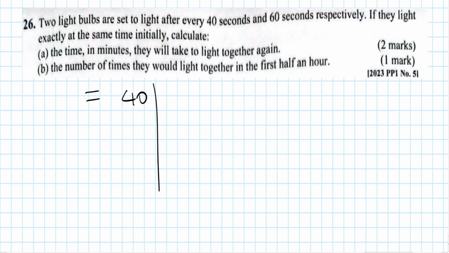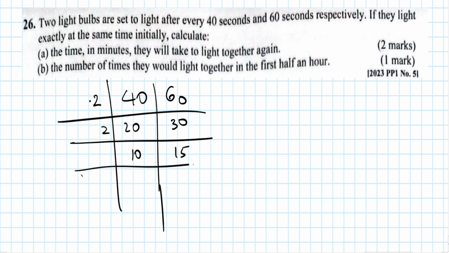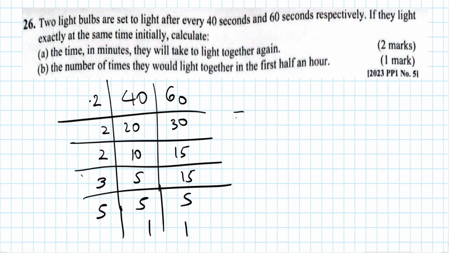So 40 and 60. Divide by 2 is 20, 30. Divide by 2 is 10 and 15. Divide by 2 is 5 and 15. Divide by 3 is 5 and 5. Divide by 5 is 1 and 1. So you're going to get 2 cubed times 3 times 5. Okay, so 2 cubed times 3 times 5 is going to give us 120 seconds.